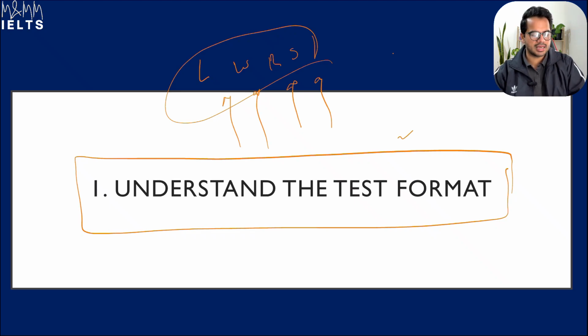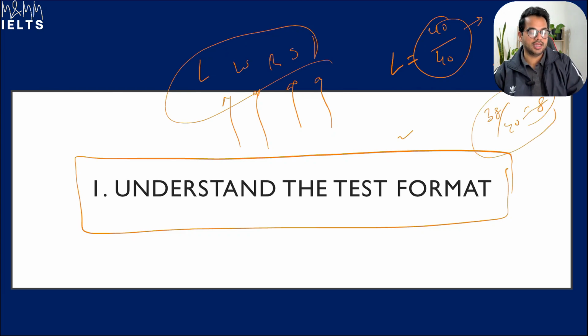Just to give you an example for listening, you get 40 questions and you have to get 40 out of 40 for a perfect Band 9, 39 out of 40 to get 8.5, and 38 out of 40 to get Band 8. So the chances of error are quite low, but this would be different if you do reading or, as a matter of fact, any other module. So first, just understand what the test format is going to be all about.